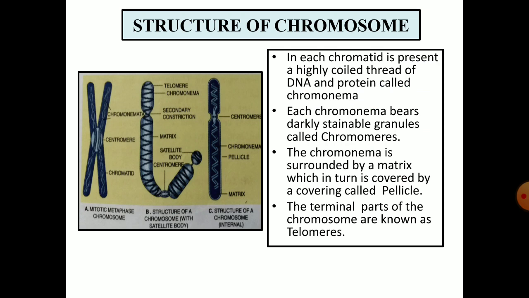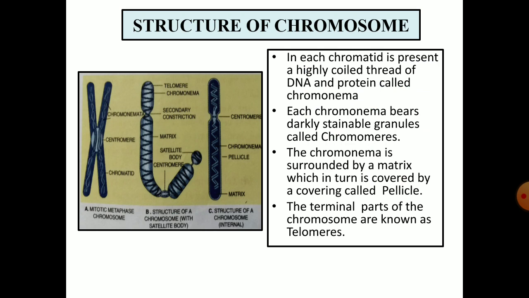Structure of the chromosome. Now let us see what is the structure of the chromosome. In each chromatid, that is that single rod-like structure, is present a highly coiled thread of DNA and protein called chromonema. Can you see the thread-like structure inside this? Each chromonema bears darkly stainable granules called chromomeres. In the second one, you can see those dots there. They are called the chromomeres.